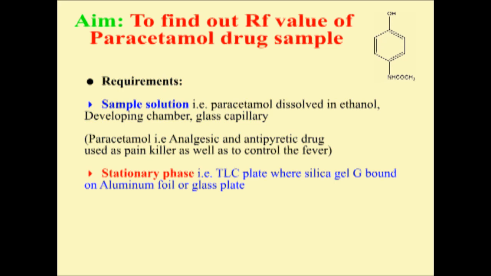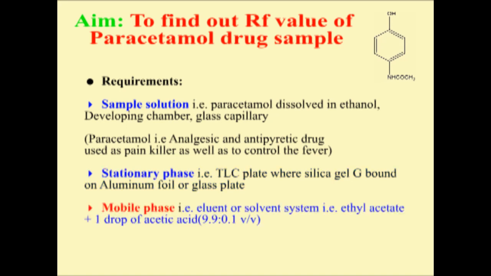Here stationary phase, that is TLC plate, where silica gel G is bound on aluminum foil or glass plate. Mobile phase, that is eluent or solvent system, that is ethyl acetate plus 1 drop of acetic acid in the ratio of 9.9 to 0.1 volume by volume. Stain for visualization, that is iodine vapor in this case.